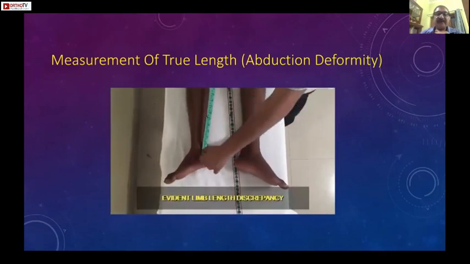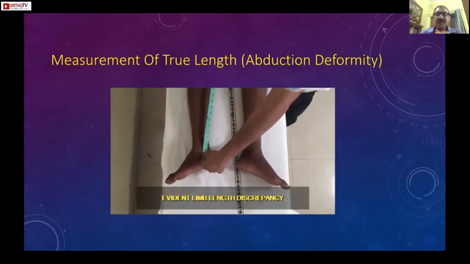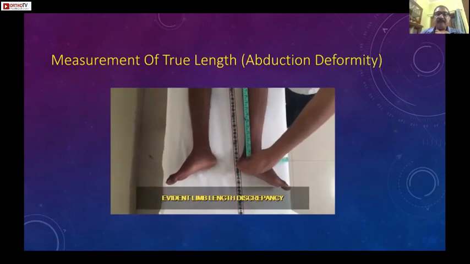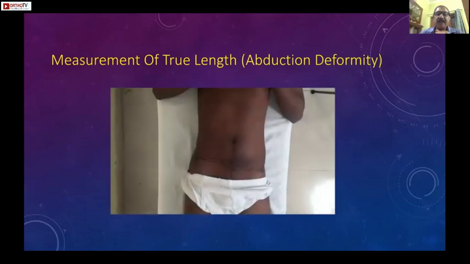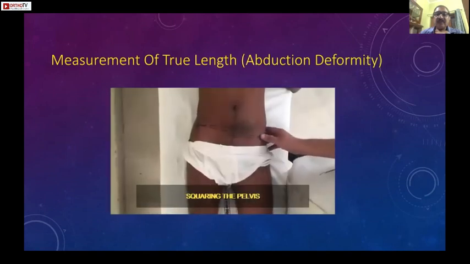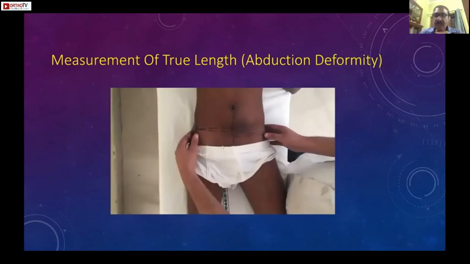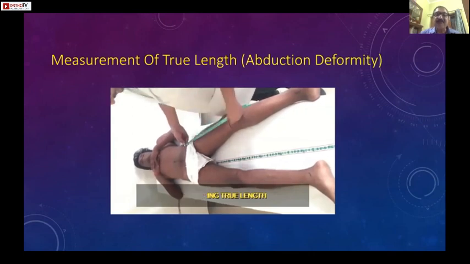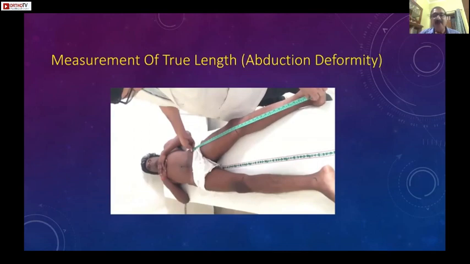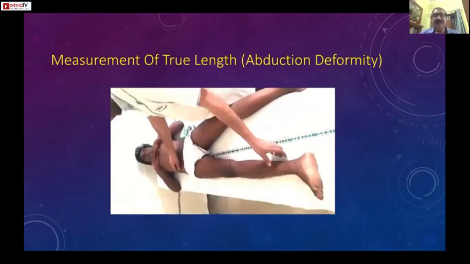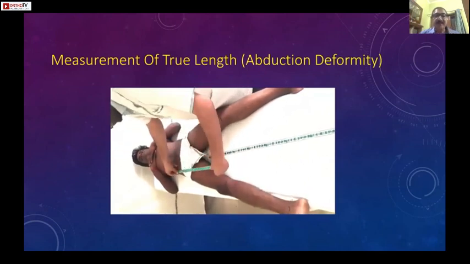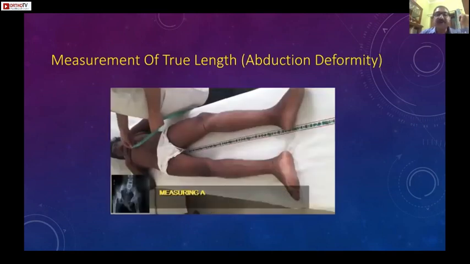It is measured till the limb is squared now. And the length is measured. The opposite limb, which was a normal limb, must be taken into a similar degree of abduction to measure the true length, which is being done now. Now you measure deformity. I think I'll rush through the rest of the presentation.